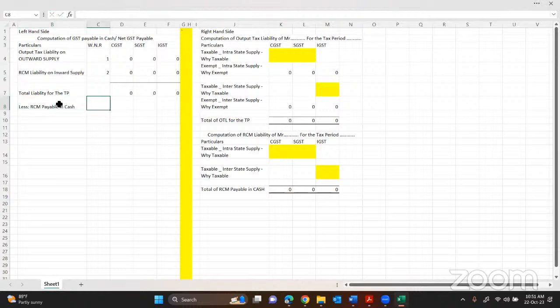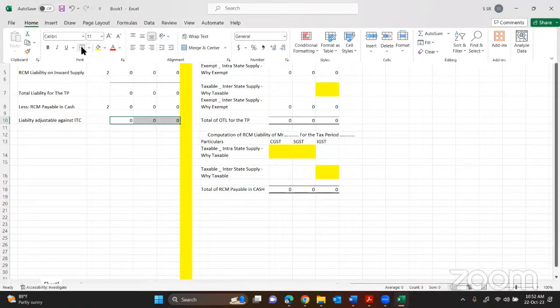Sir, where I have to go for the working note number 2. Whatever you have added here, you have to reduce here. So what is the balancing figure, sir? Liability adjustable against ITC, which is basically this minus this. And you need to give this working in a very detailed manner. You can ask me, sir, why we are doing it so? Yeah, there is a purpose why we are doing it so. Again, a top line only.